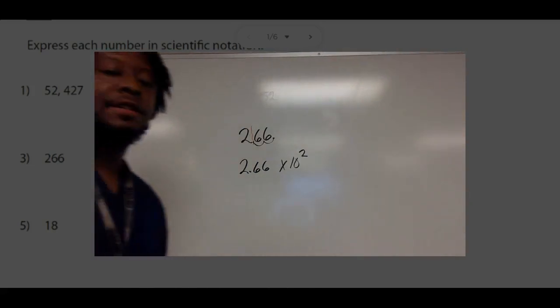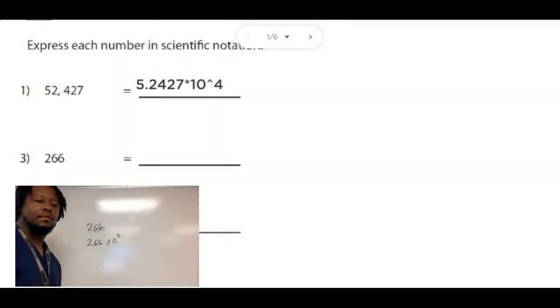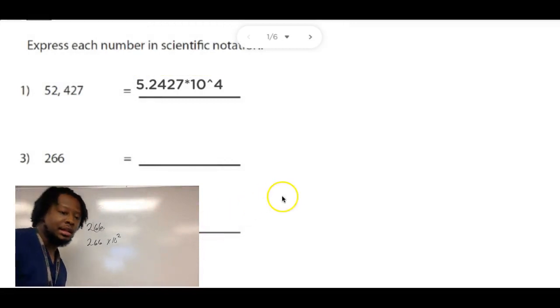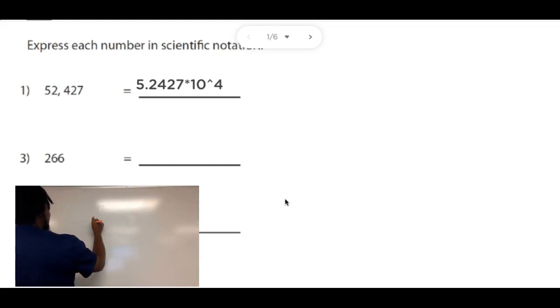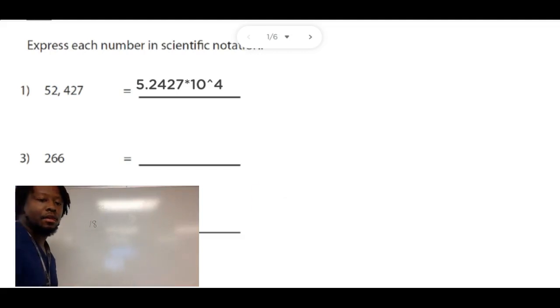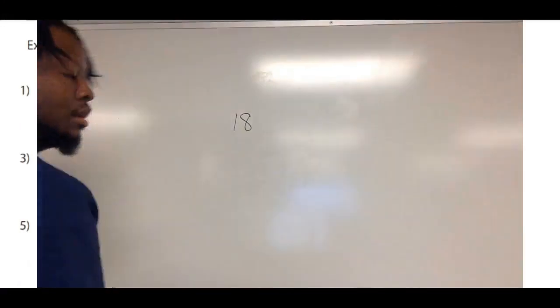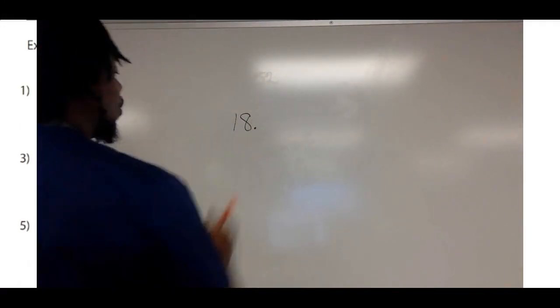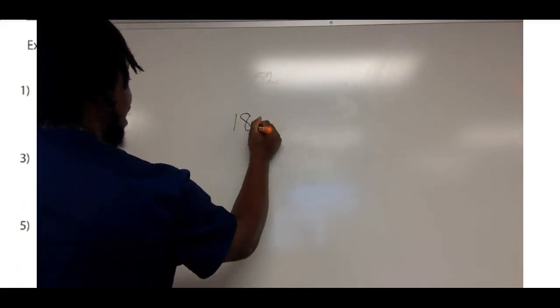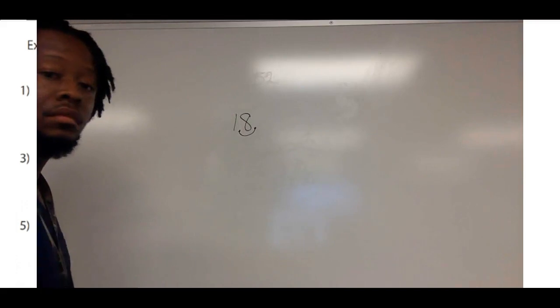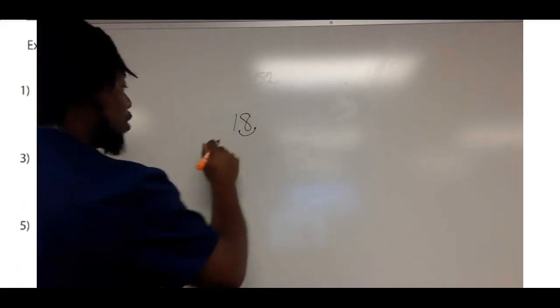This is really easy. I'll do the next one. The next one looks like 18. What does 18 look like in scientific notation? All right. So the decimal point is here. Where do I need to go? I need to go here, right? So I'm going to move how many times? One. Just one time. Notice I'm doing a loopy-loop.